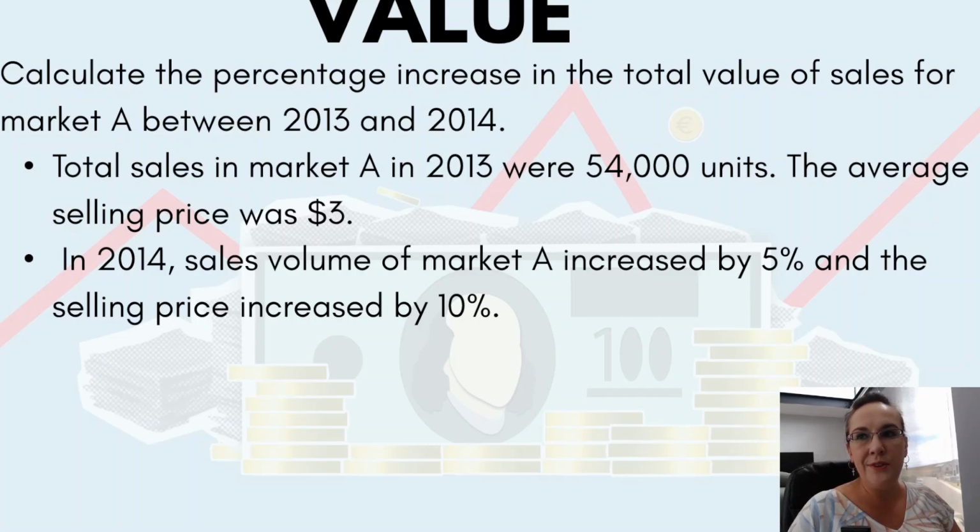Let's look at our first exam question. We are going to use the metric of value in this particular question. Calculate the percentage increase in the total value of sales for market A between 2013 and 2014. Total sales in market A in 2013 were 54,000 units. The average selling price was $3. In 2014, the sales volume of market A increased by 5% and the selling price increased by 10%.